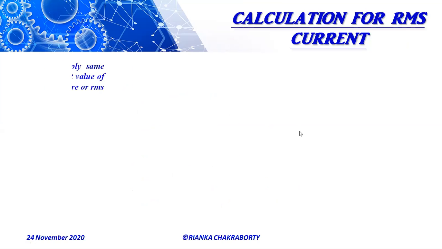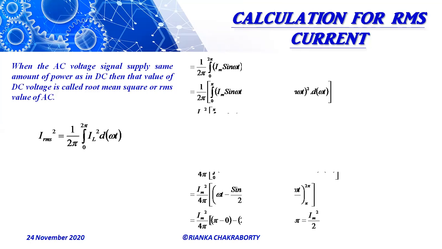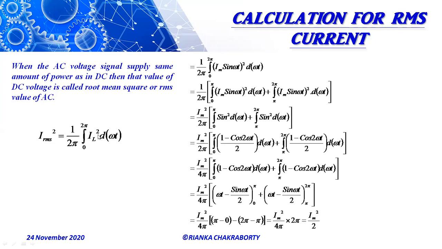So now the calculation for RMS current. So what is RMS current? When the AC voltage signal supplies the same amount of power as in DC, then the value of the DC voltage is called the root mean square or RMS value of AC. Okay, so this is the formula. In this case also the formula is the same as the half wave rectifier, that is, IRMS square equals 1 by 2 pi integration of 0 to 2 pi IL square d omega t.